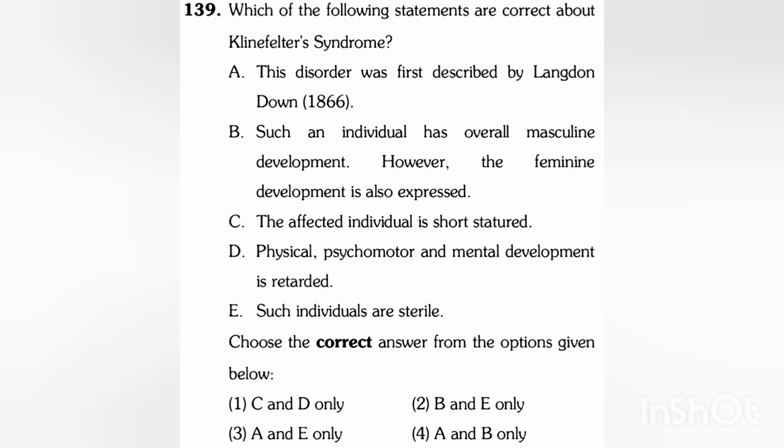Which of the following statements are correct about Klinefelter syndrome? This disorder was first described by Langdon Down. Such an individual has overall masculine development, however, the feminine development is also expressed. The affected individual is short-statured. Physical, psychomotor, and mental development is retarded. Such individuals are sterile. B and E is the correct answer.